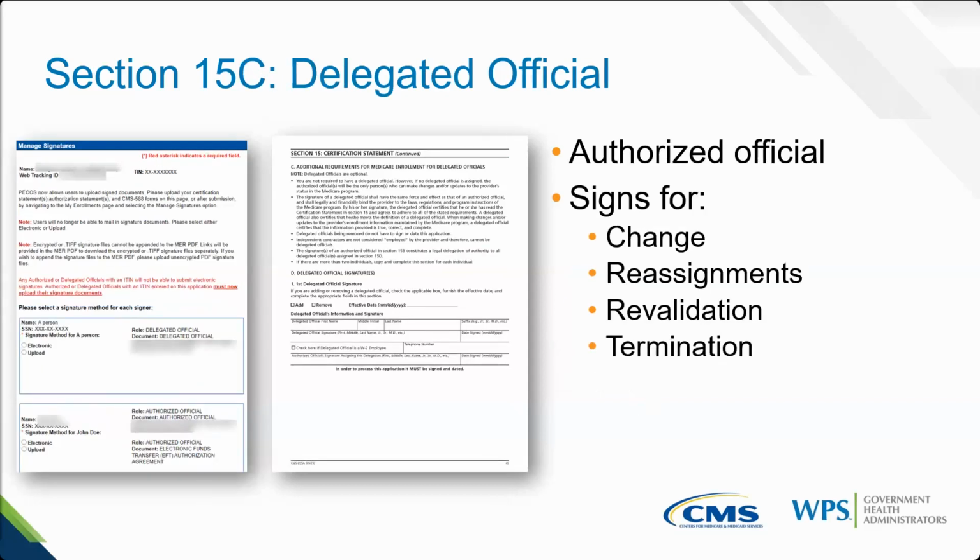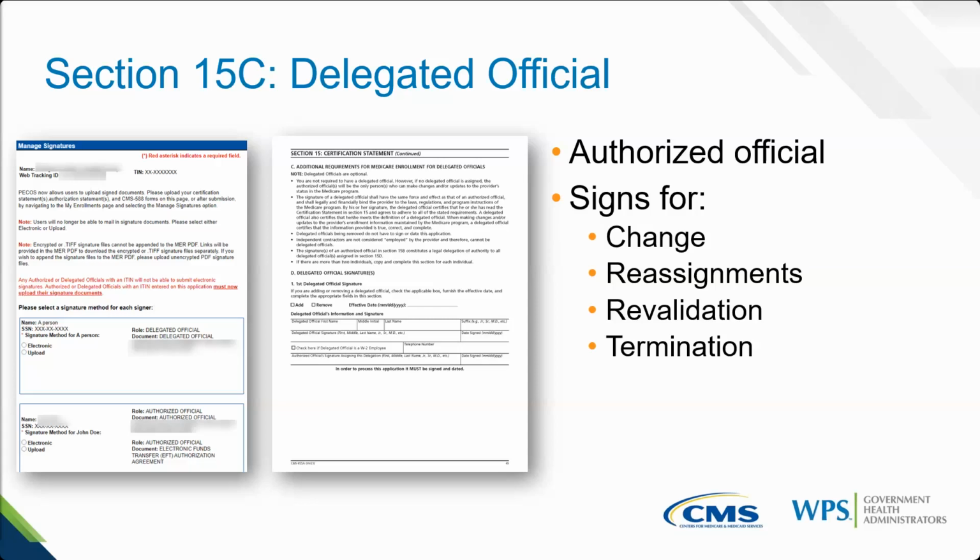15C is for the delegated official. The authorized official is going to delegate other officials to sign for changes. They can sign for reassignments, if you have someone who's doing a method 2 and they're filling out that 855A, or excuse me, 855I. They can sign for revalidations. They can sign for terminations.